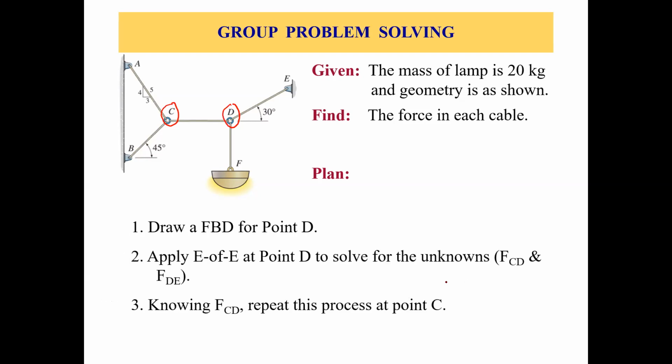Okay, so let's look at the steps. Draw a free body diagram for point D, and apply the equations of equilibrium at point D to solve for the unknowns FCD and FDE. After doing that, we know FCD, so we can repeat this process at point C, apply the equations and find FCA and FCB. We already talked about this in detail. Let's go over to the solution.